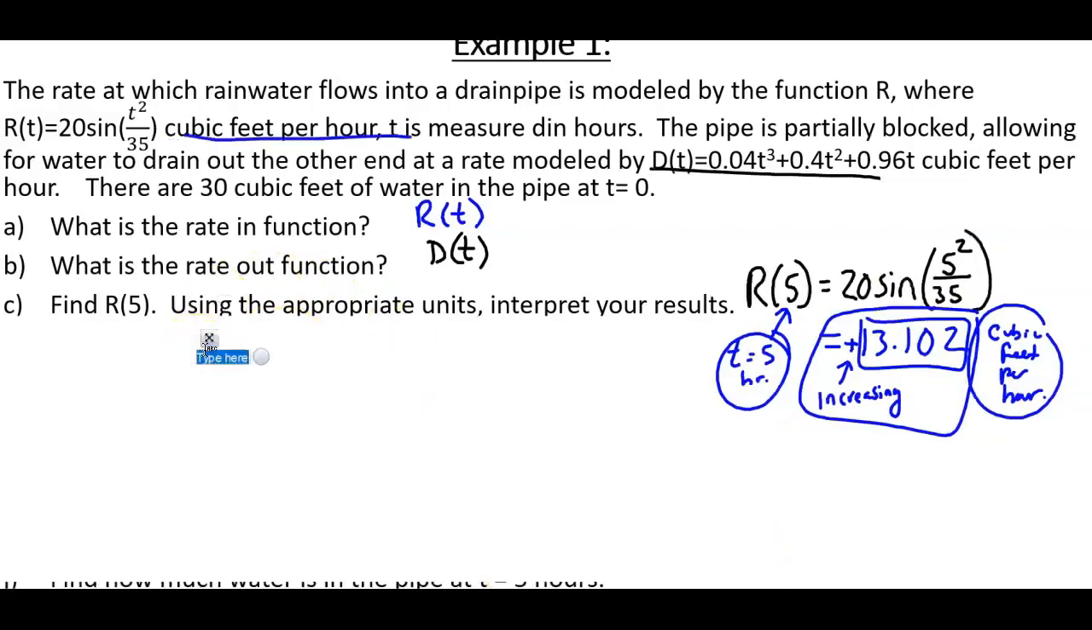We would say that at, let me use black. I don't like this green color here. Will it let me change my color?